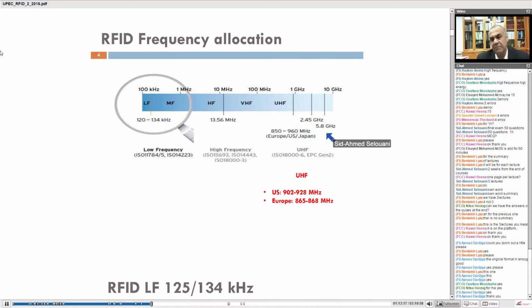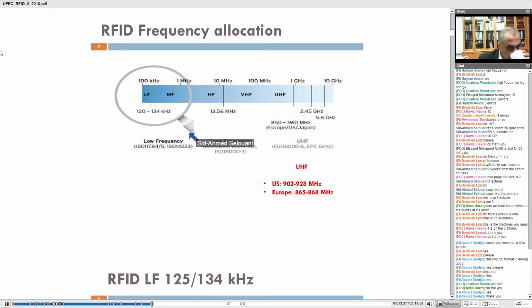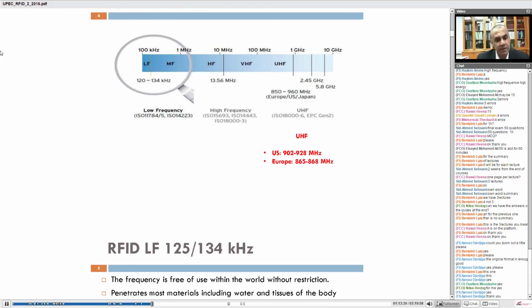And then for active RFID, you have mainly the microwave RFID, microwave frequency allocation. It could be from 2 gigahertz until 10 gigahertz. Okay, so you have to remember the 4 technologies for RFID, the 4 frequency ranges.